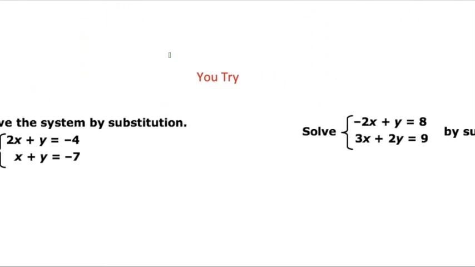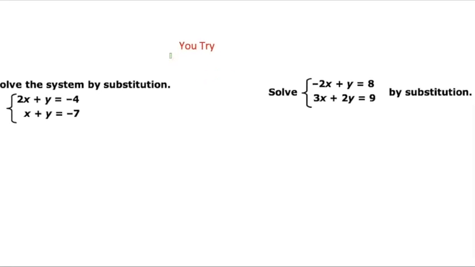So I have 2 for you to try. Take your time and solve. On the first one, you should have gotten (3, negative 10). And on the second one, you should have gotten (negative 1, 6).